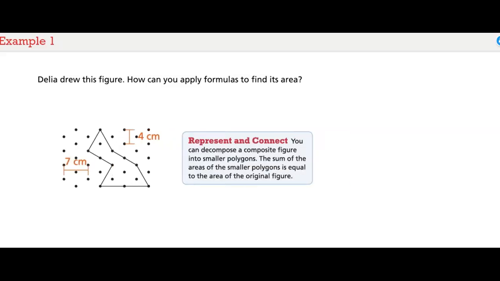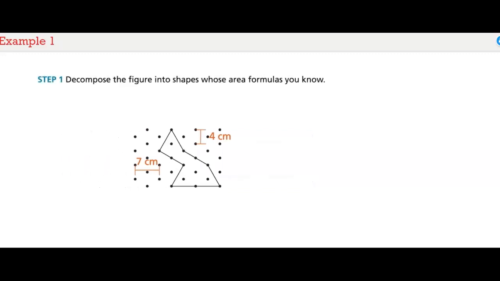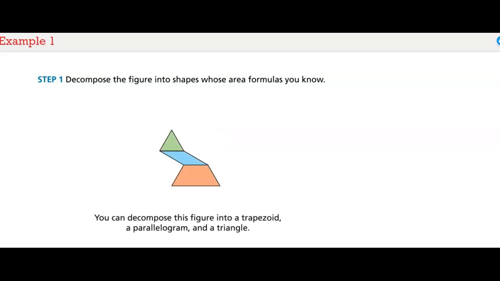You can decompose a composite figure into smaller polygons. The sum of the areas of the smaller polygons is equal to the area of the original figure. Step 1. Decompose the figure into shapes whose area formulas you know. You can decompose this figure into a trapezoid, a parallelogram, and a triangle.